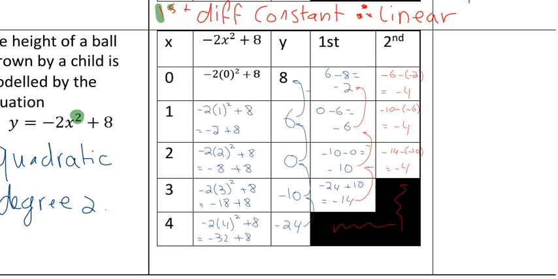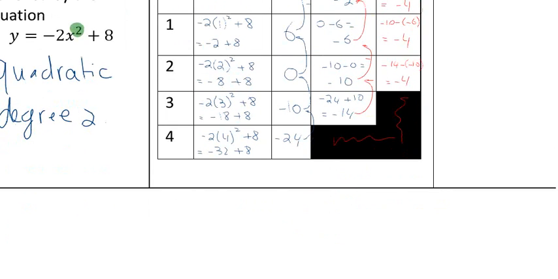What do you notice about the second difference? It's constant. And because the second difference is constant, I know it's quadratic. So, first difference is constant means linear. Second difference is constant means quadratic. Okay? So, I can write my statement here. So, second difference is constant. Therefore, it's quadratic.